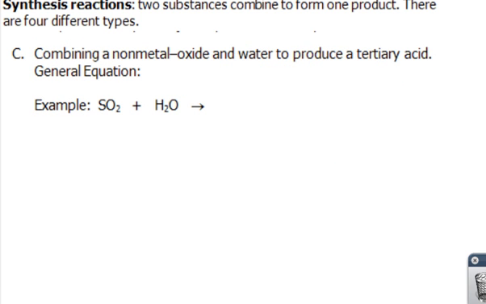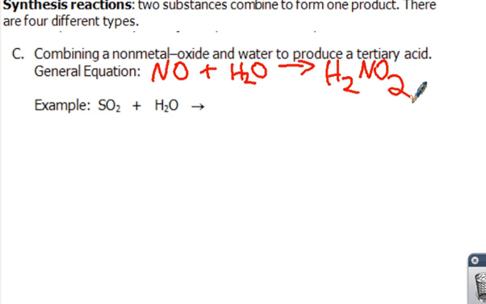Here's what's very similar. This one, though, involves a non-metal oxide. So we have a non-metal oxide reacting with water. And when non-metal oxides react with water, they make a ternary acid. A ternary acid is an acid that involves a polyatomic ion of some sort. Again, this is a non-metal here. It could be sulfur, it could be phosphorus, it could be nitrogen. It's a non-metal reacting with water.